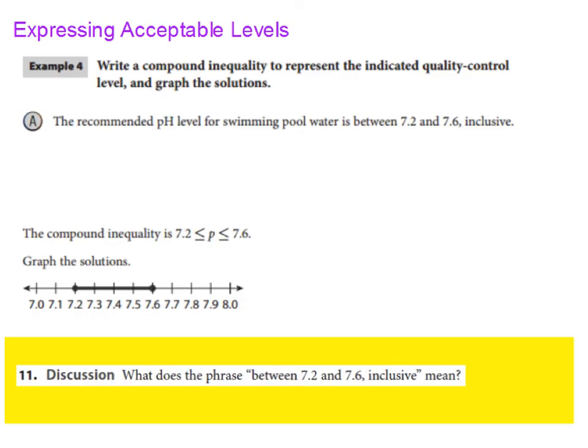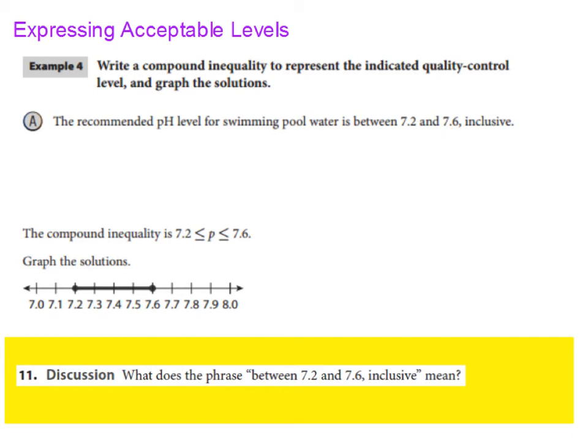Okay, so towards the end of your assignment, they have some problems to show you why you would want to write these inequalities. Looking at this first one, part A, the directions say, write a compound inequality to represent the indicated quality control level, and then graph the solution. A lot of times when you're talking about a range of values, we use an inequality. It says the recommended pH level for a swimming pool is between 7.2 and 7.6.